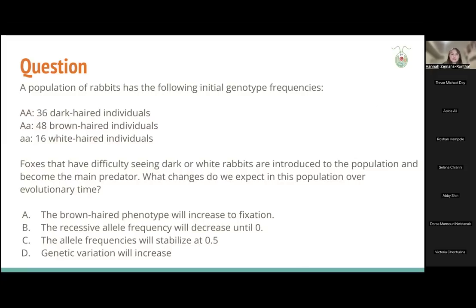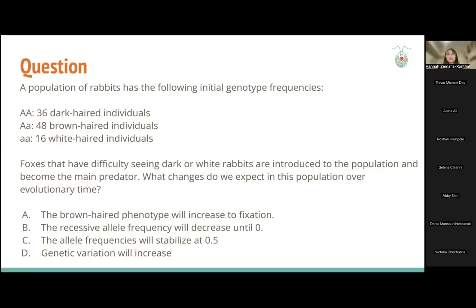So why is the answer B? Because this says foxes have difficulty seeing dark or white rabbits. Foxes that have difficulty seeing dark or white rabbits are introduced to the population and become the main predator. So what changes do we expect in this population over evolutionary time? So in this example, we are selecting against the heterozygotes. That is heterozygote disadvantage or homozygote advantage.